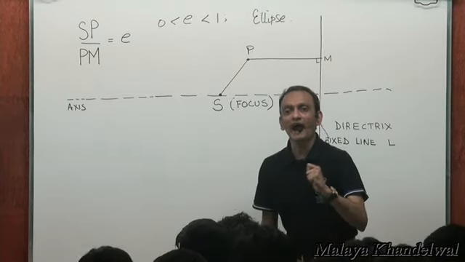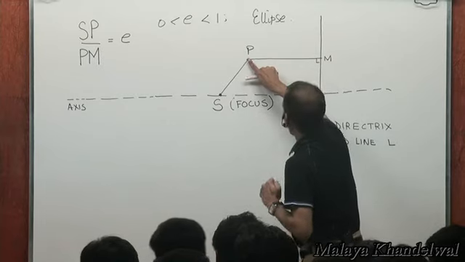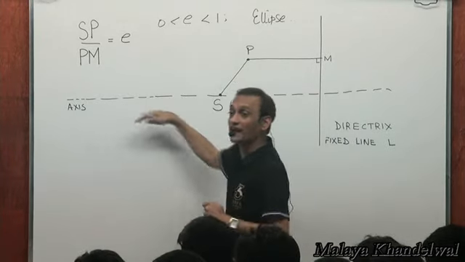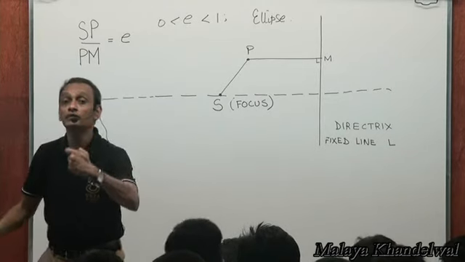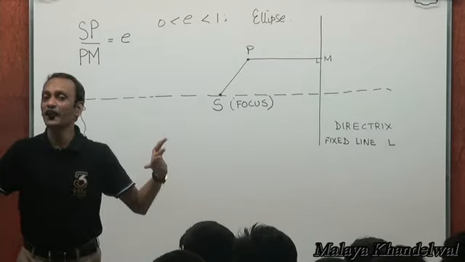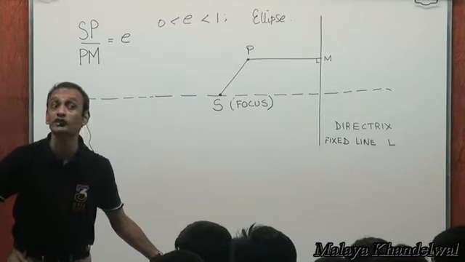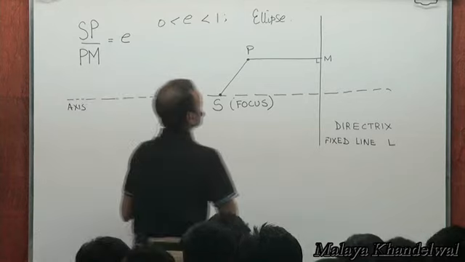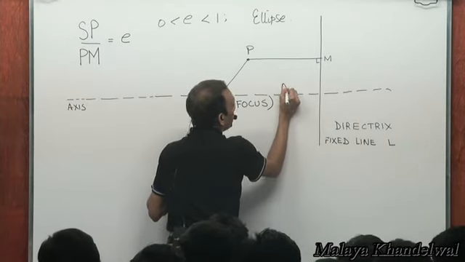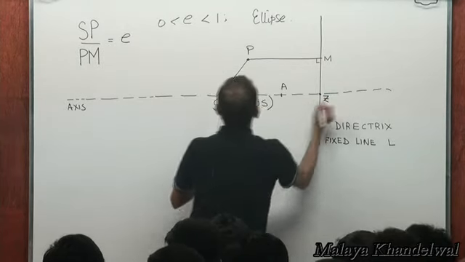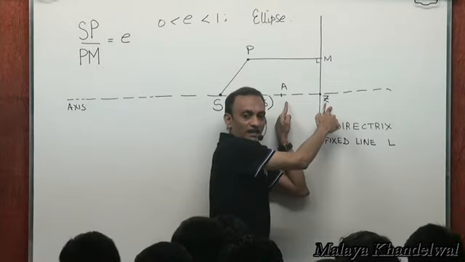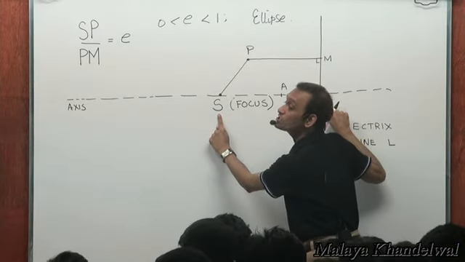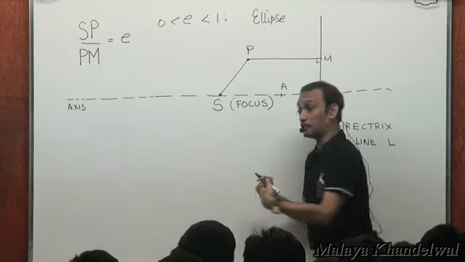First of all, on the axis, during its journey, the point P passes a certain point on the axis. While the point P describes a path commensurate with this condition, it passes through a certain point A on the axis, and that point would be referred to as the vertex of the conic section. So, that point is A, and let's say this is Z, then AS by AZ will also be equal to E. That means A divides SZ in the ratio E is to 1. SA is to AZ is E is to 1.